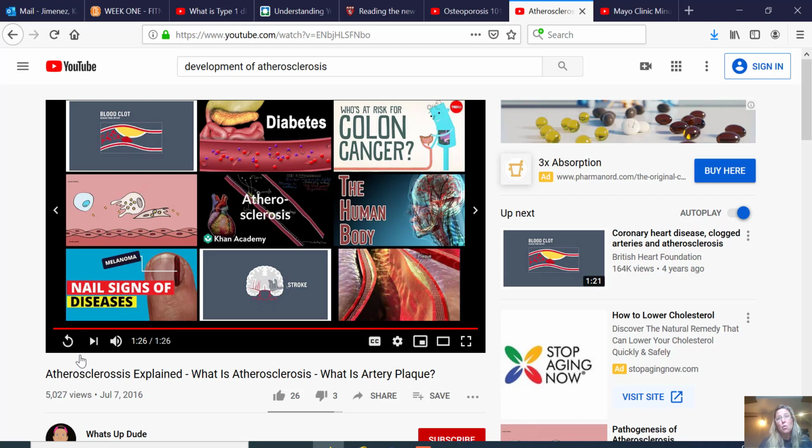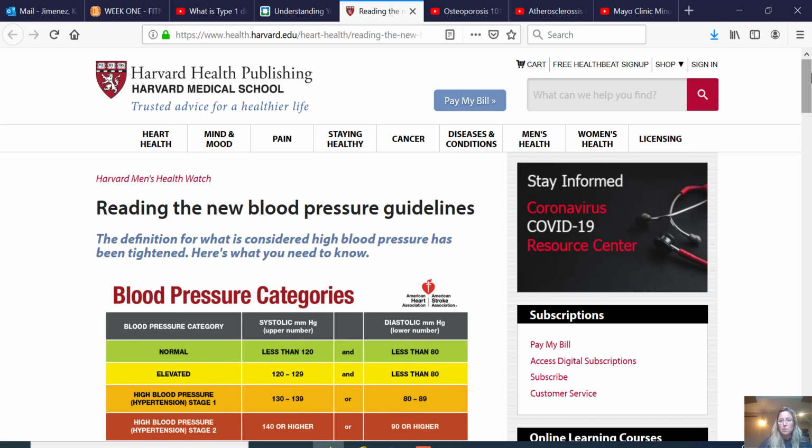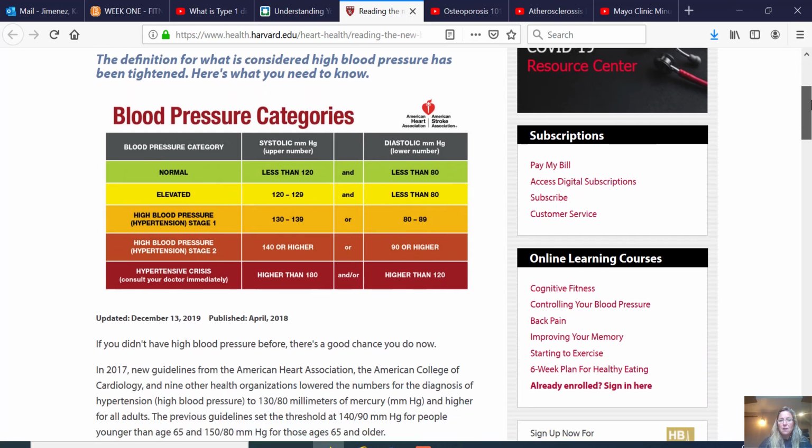Either currently smoking or having quit within the last 6 months, you would still count as a positive risk factor. Hypertension, blood pressure, is another one that we should be checking regularly and know what our numbers are. These are the updated guidelines developed by the American Heart Association. Normal blood pressure is now defined as having a systolic blood pressure less than 120 and a diastolic less than 80. If you have a systolic blood pressure in the 120s, but your diastolic is still below 80, you're now considered as having elevated blood pressure.